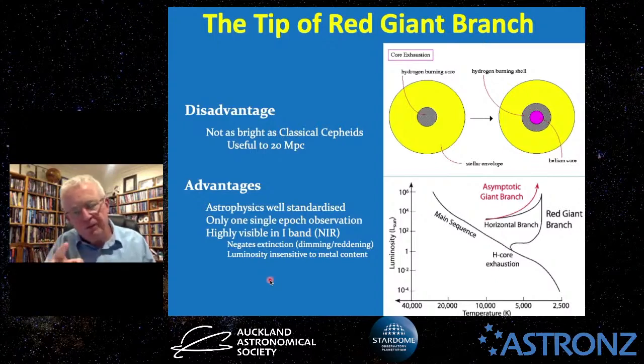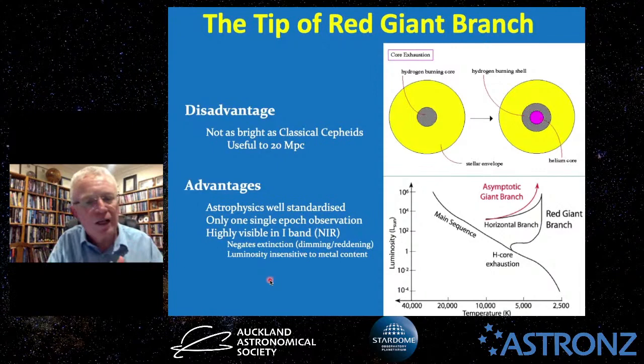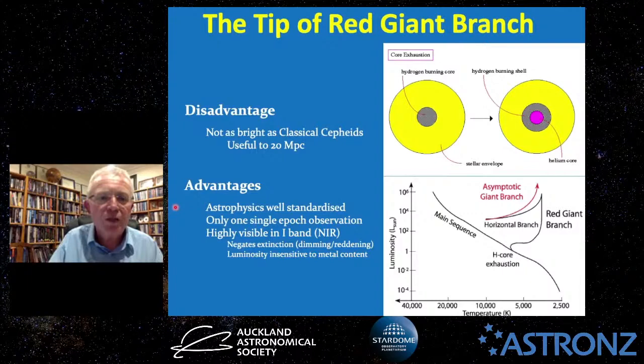The other thing, remember with Cepheid variables, if you get your metallicity, your metal content in the star, wrong, you can get your data thrown out. The luminosity in the near infrared is insensitive to that. It's independent of the metal content of the star. So once again, that's another big advantage of using the tip of the red giant branch.